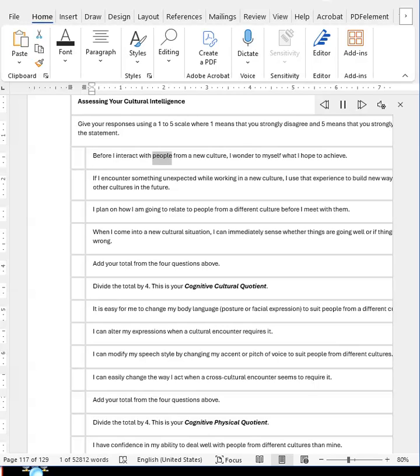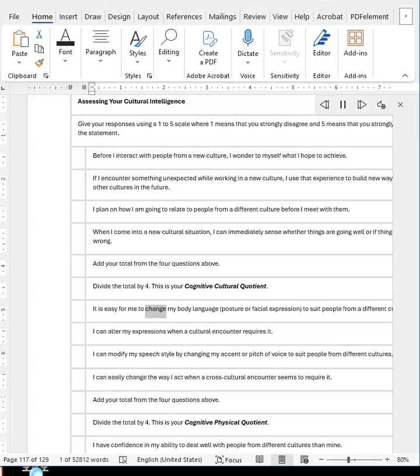Before I interact with people from a new culture, I wonder to myself what I hope to achieve. If I encounter something unexpected while working in a new culture, I use that experience to build new ways to approach other cultures in the future. I plan on how I am going to relate to people from a different culture before I meet with them. When I come into a new cultural situation, I can immediately sense whether things are going well or if things are going wrong. Add your total from the 4 questions above. Divide the total by 4. This is your cognitive cultural quotient.